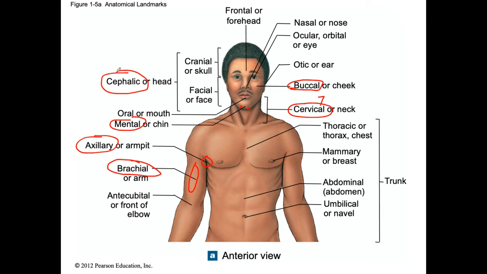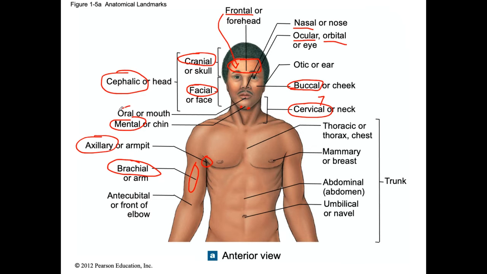Cephalic means head. So when someone has cephalitis, they may have inflammation. Cranial means skull. Facial refers to the face. The eye is either ocular or orbital. Nasal is nose. And the forehead is called frontal. In fact, when we do the skull, this is actually called the frontal bone right here. That's the frontal bone.